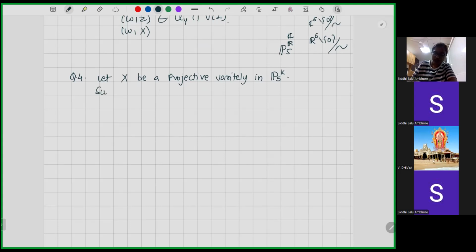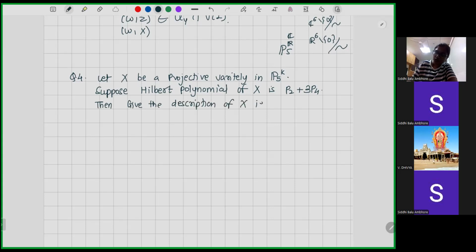And suppose the Hilbert polynomial of X is P2 plus 3P4. Okay, then we have to give the description of X. And what does that imply?